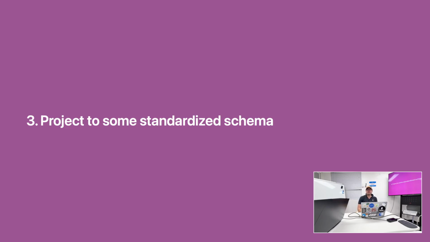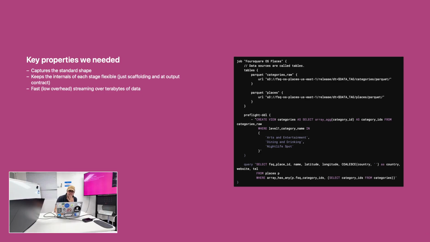And then finally, the meat of any data pipeline is defining the transformation that you want to do. Database people call this a projection. You can basically think of it as the schema that results when you have a select statement. So you would do like select name, address, lat long, or something from a table. So the schema or the projection in that case would be you have like 2 strings and 2 numbers or something like that. The key properties that we needed in our pipeline are to capture this kind of standard shape, keep the internals of everything flexible at every stage, and to be fast because we're doing this over lots of data.